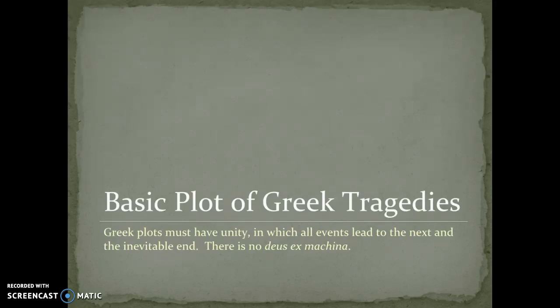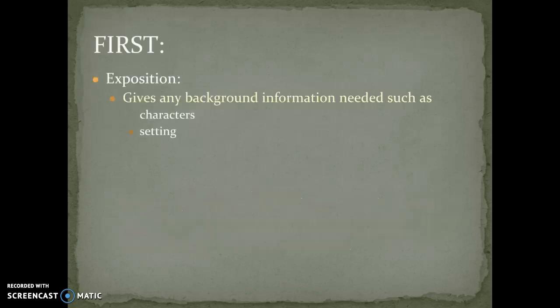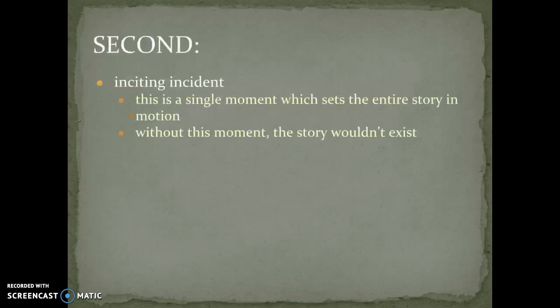There's no deus ex machina, which means there's no hand of God stumbling in and saying, oh, you know, I actually want it to happen this way. Everything builds on itself. So the first thing that we have is the exposition, as always. It gives any background information that is needed, such as who the characters are, their rank, what they're like, the setting, all of those things.